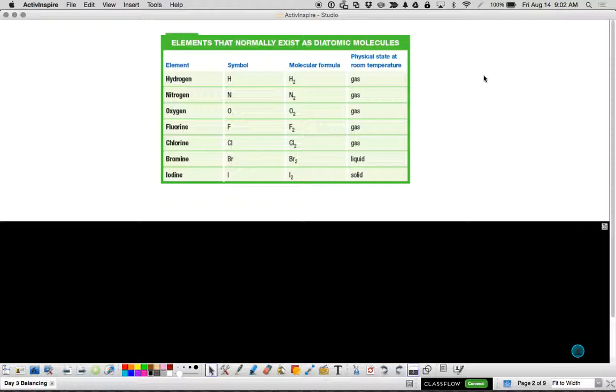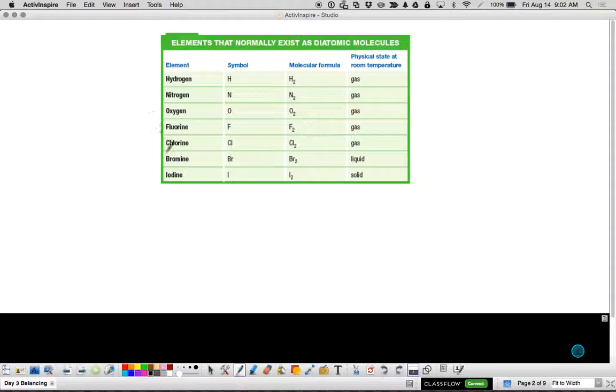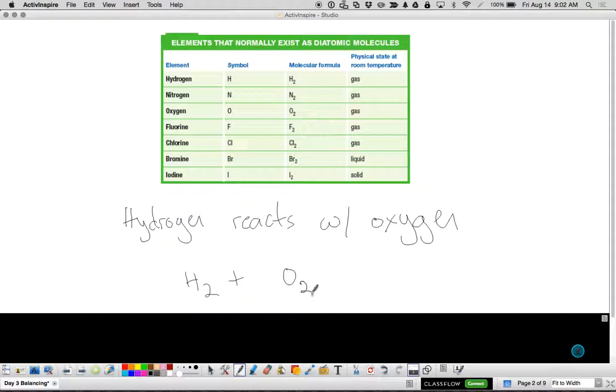So if I say, for instance, hydrogen reacts with oxygen, when we write the chemical formula, instead of writing H plus O, we have to use the molecular formulas. So this is H2 plus O2. And these are very, very common compounds. These elements pop up a lot in chemistry, so it's important to remember that these things exist as diatomic molecules.